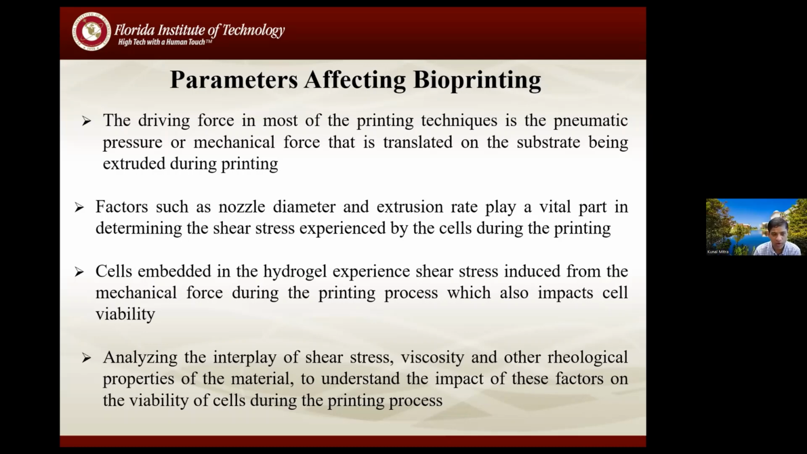So it's really a complex interplay between shear stress, viscosity, and other rheological properties. These are the basics, and there are much more involved details, but at a higher level, these are the important parameters which you need to control to maintain the viability of the cells during the printing process.